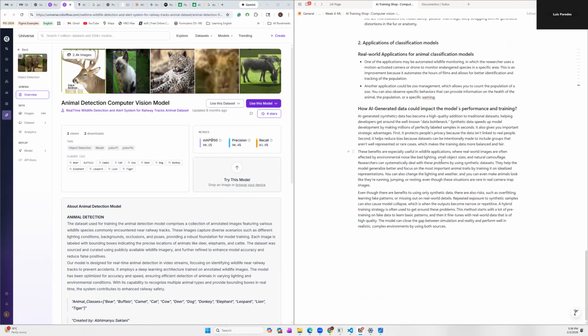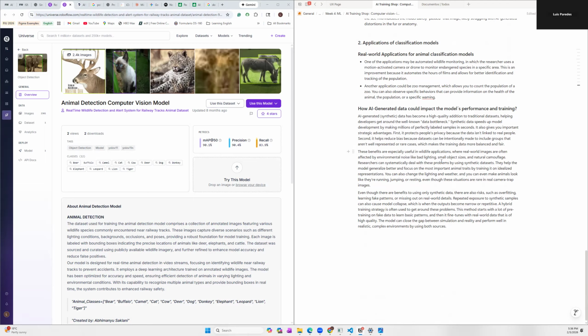But even though there are benefits to using synthetic data, there are also risks such as overfitting, learning fake patterns, or missing out on real-world details. Repeated exposure to synthetic samples can also cause model collapse, which is when the output becomes narrow and repetitive. So, what is my advice here?